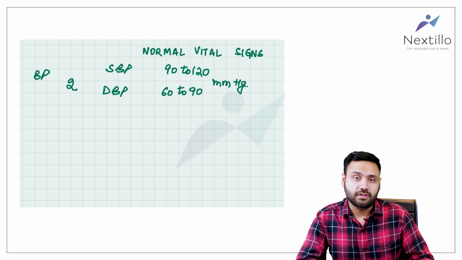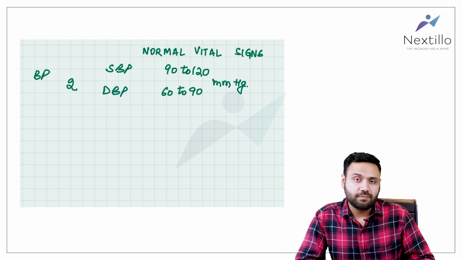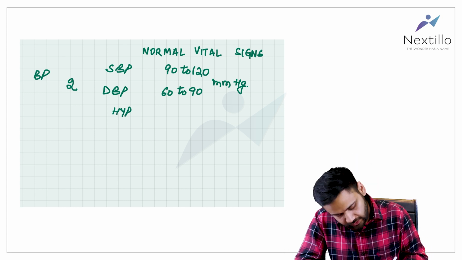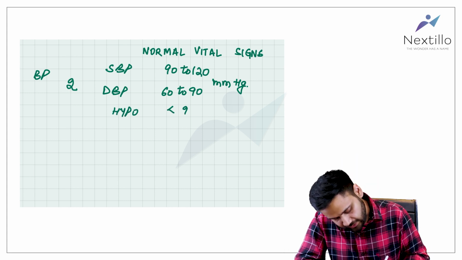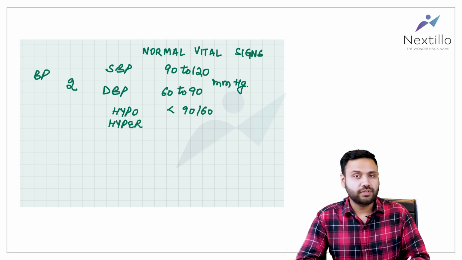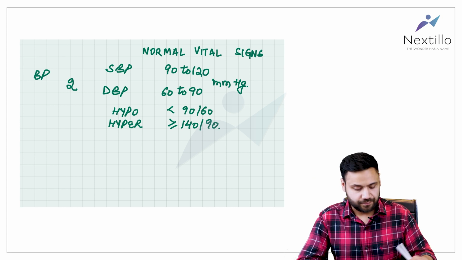What is abnormal? The abnormal is hypotension. In hypotension, the blood pressure is less than 90 by 60. And for hypertension, the blood pressure should be equal to or more than 140 by 90. Let's move on to the next vital sign.